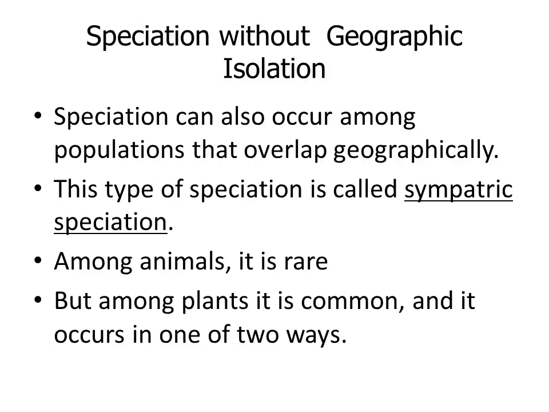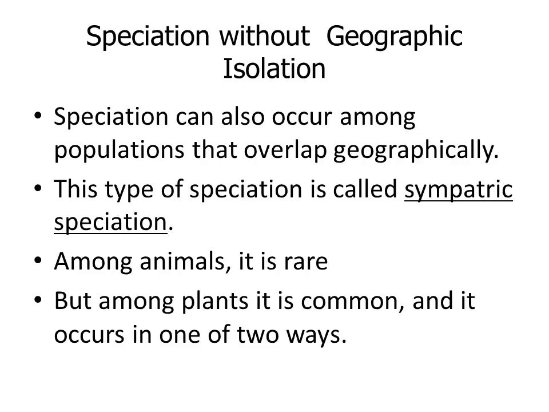Speciation can also occur among populations that overlap geographically. I think this one's harder to wrap your head around than allopatric, but you do need to know allopatric and sympatric are two different types of speciation. Anyway, when speciation occurs in populations that overlap, that type of speciation is called sympatric speciation. In the case of animals, it's rare for populations of the same animals to become reproductively isolated when they coexist in the same area. So this method of speciation is relatively uncommon in animals, but among plants, it is common.